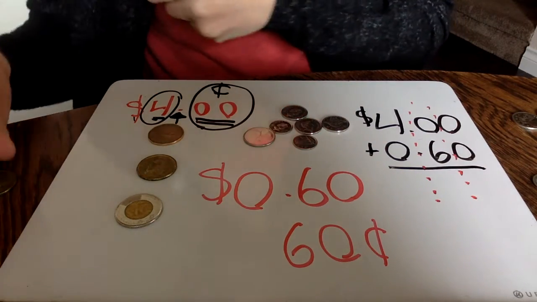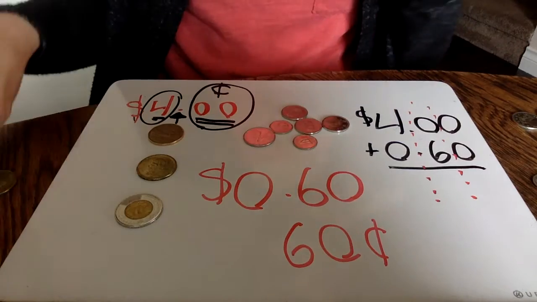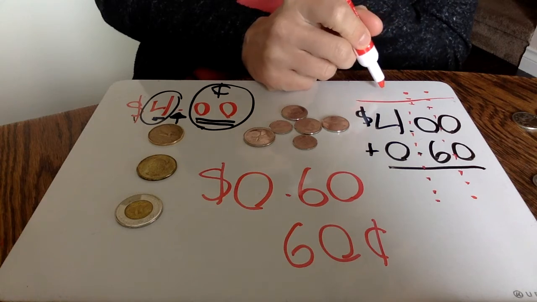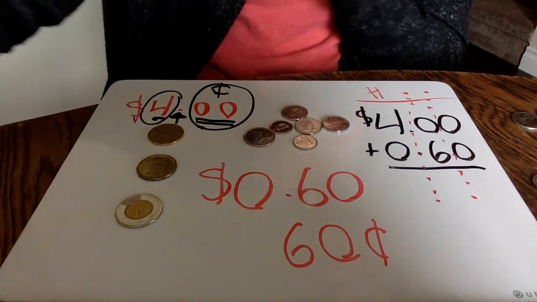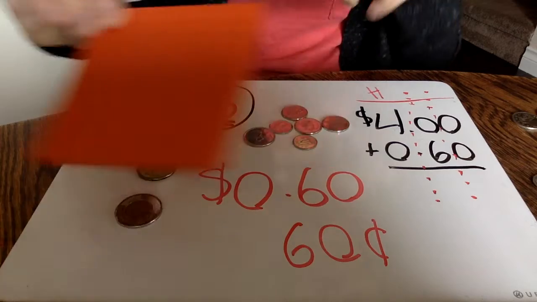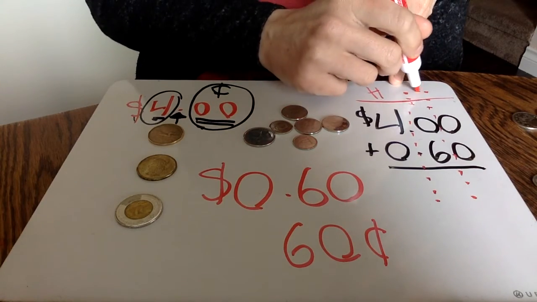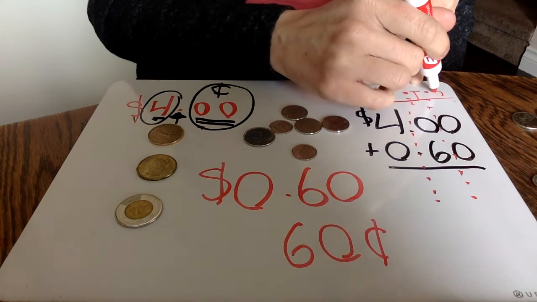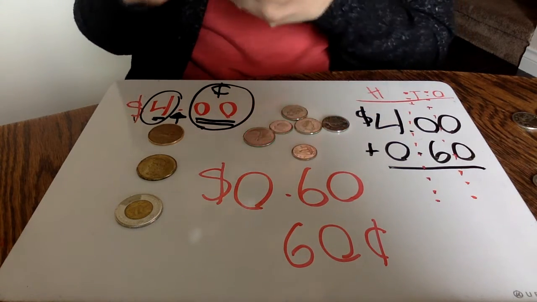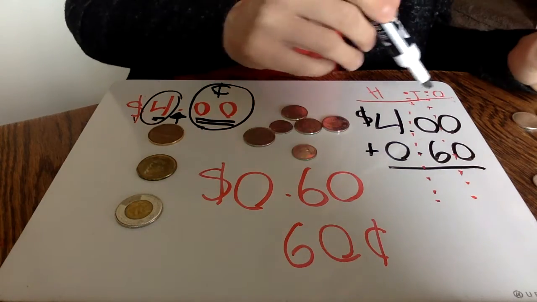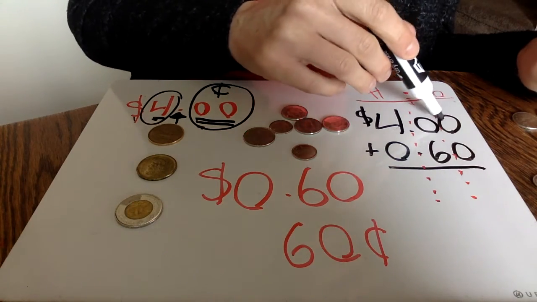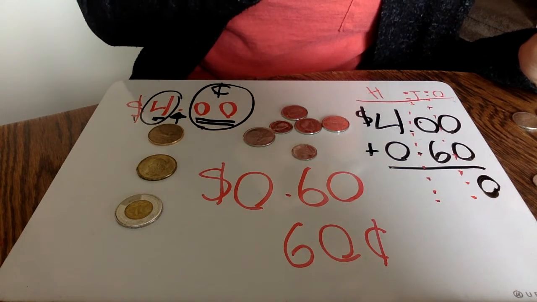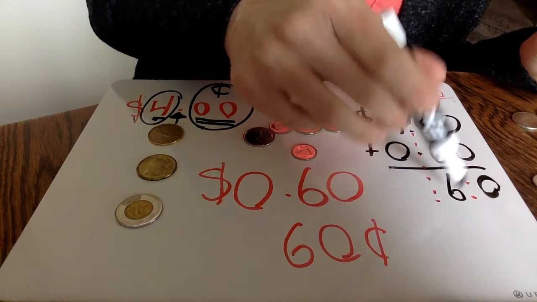Does this look familiar to you? Looks an awful lot like our place value, doesn't it? So here we go. This is our hundreds. These are all the tens that we have, counting by tens. And these are the ones or the pennies that we have. Let's take a look. Starting by adding, we always start in the ones column. 0 plus 0 is 0. 0 plus 6 tens is still 6 tens.